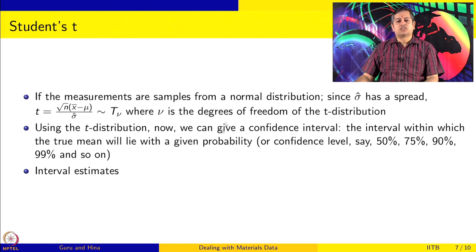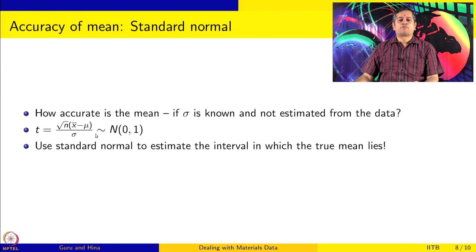But suppose the sigma is known exactly and you do not have to estimate it from the data, then you can put sigma here and you can see that the distribution is actually standard normal. So, it is also possible to estimate the intervals from the standard normal distribution. You can say that with 90% probability the true mean will lie in this range, and for that we have to use the standard normal distribution. So, whether it is t or standard normal is determined by whether it is sigma hat or sigma. Sigma hat means we estimated it from the data, sigma means we knew it and did not calculate it from the data.